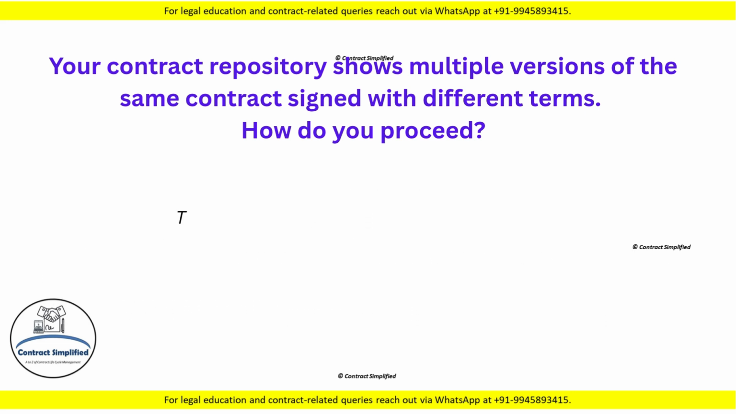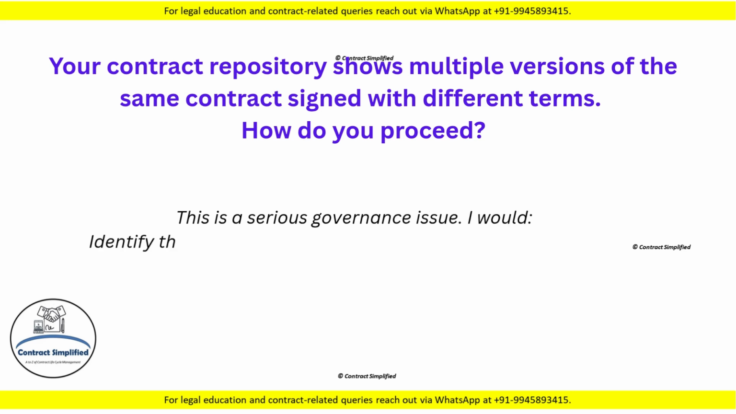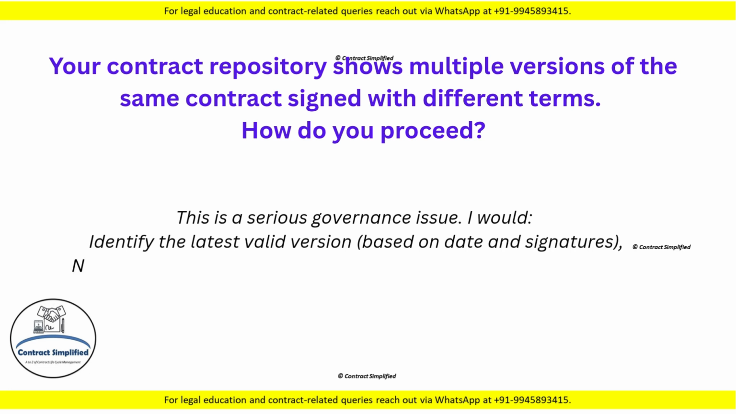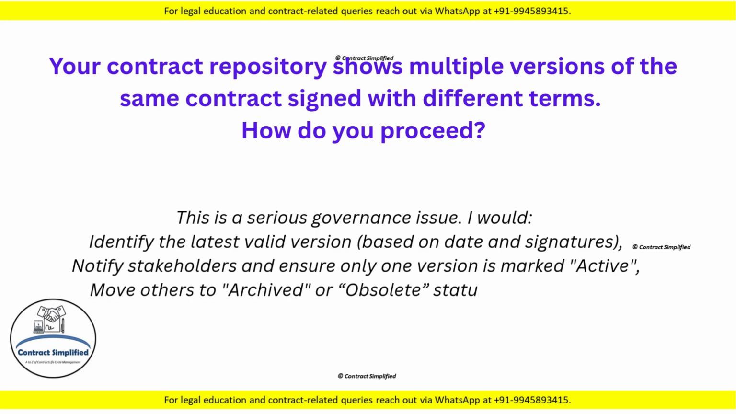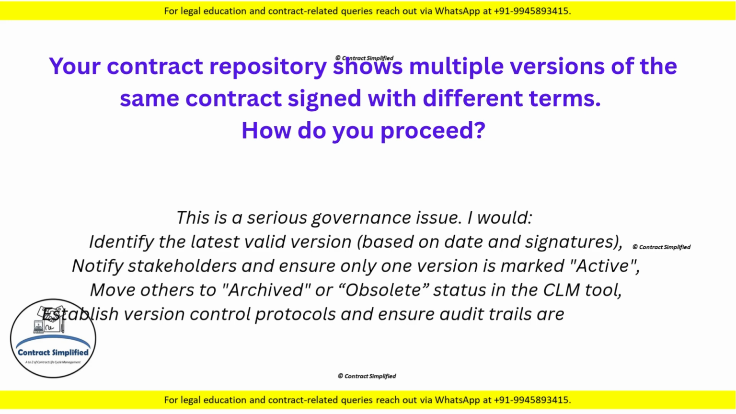The ideal answer would be: this is a serious governance issue. I would identify the latest valid version based on dates and signatures, notify stakeholders, and ensure only one version is marked active, move others to archived or obsolete or cancelled status in the CLM tool, and establish version control protocols and ensure audit trails are maintained.